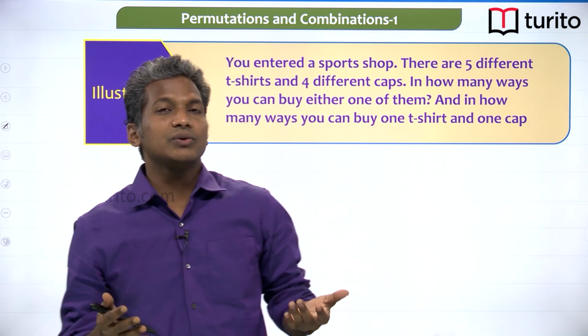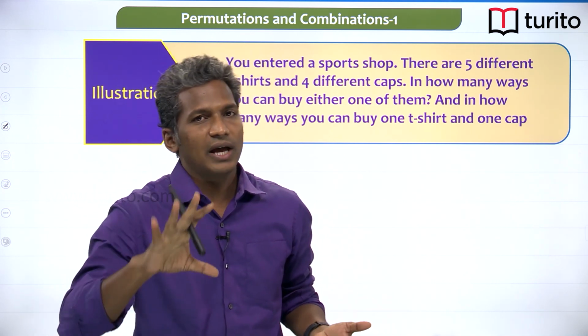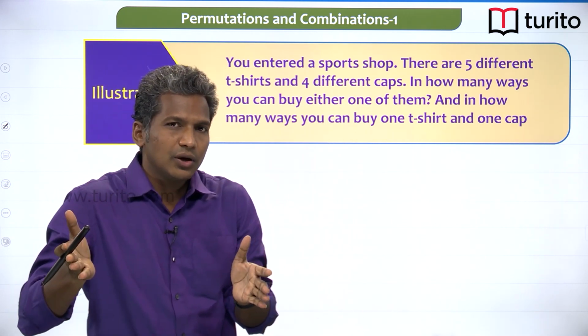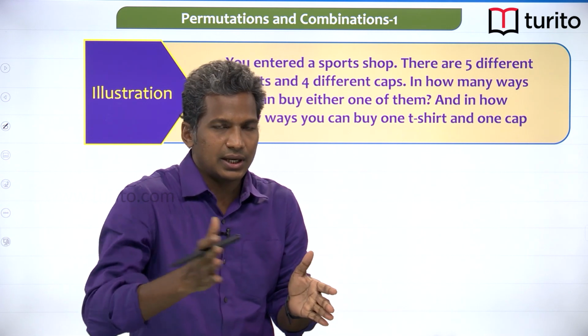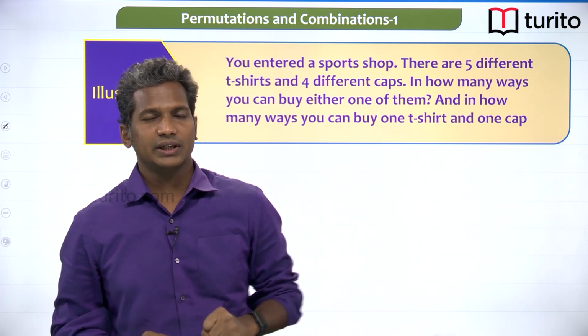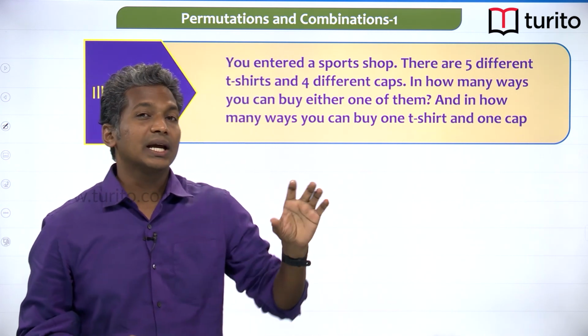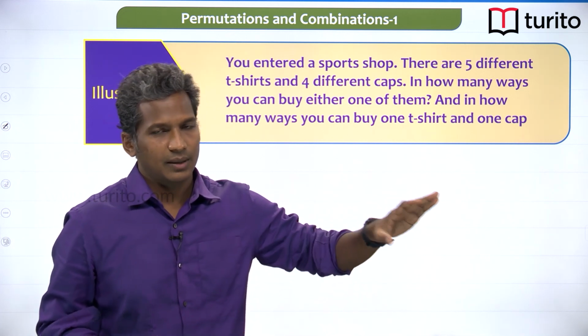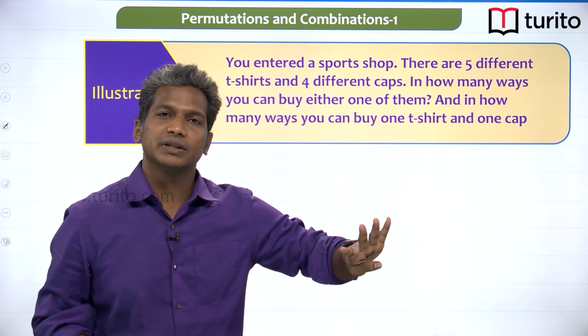So, in how many ways can you buy one t-shirt? In 5 ways, because either you can buy t-shirt 1 or t-shirt 2 or t-shirt 3 and so on. So, there are 5 ways for the t-shirts. And what about the caps? You can buy either cap 1 or cap 2 or cap 3 or cap 4. So, there are 4 ways for the caps.